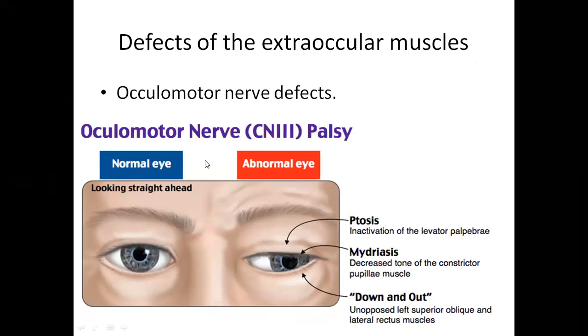You know the oculomotor nerve, which is very very important, and palsy of the oculomotor nerve will occur. This is a normal eye, this is an abnormal eye. Ptosis, inactivation of the levator palpebrae superioris. I told you there are two muscles that elevate the eyelid. One is the levator palpebrae superioris, which is supplied by the oculomotor nerve, and the other is Muller's muscle, which is supplied by the sympathetic output.